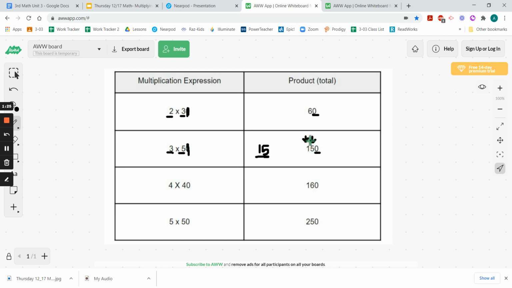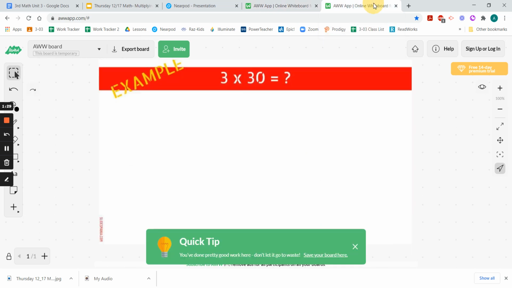We're going to look at an example to understand why this pattern exists. Our example expression is 3 times 30 equals question mark. So there are 3 groups of 30. I know that the number 30 is another way of saying 3 groups of 10, which is also another way of saying 3 tens.